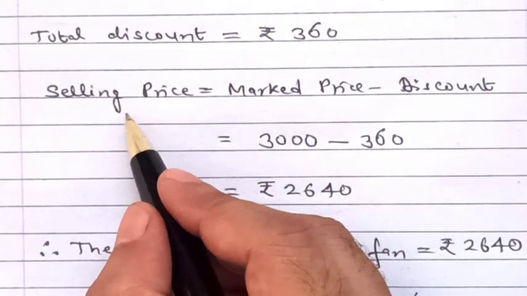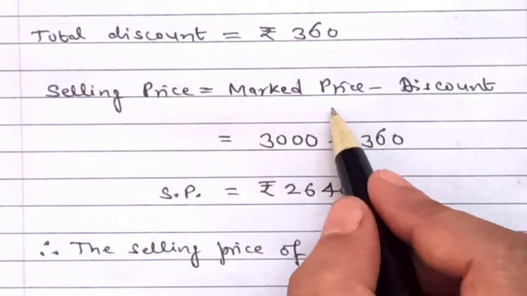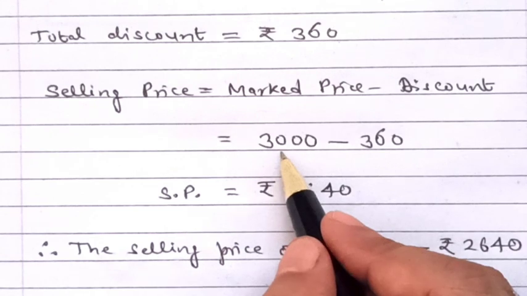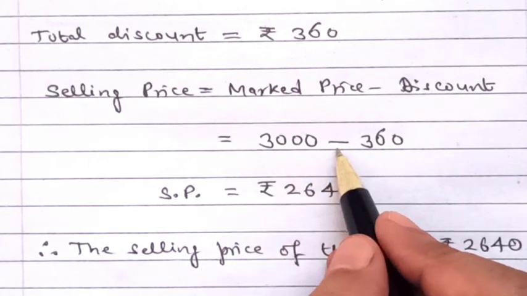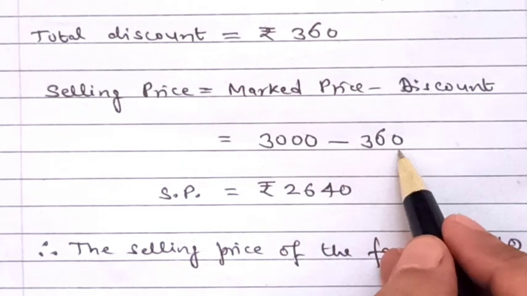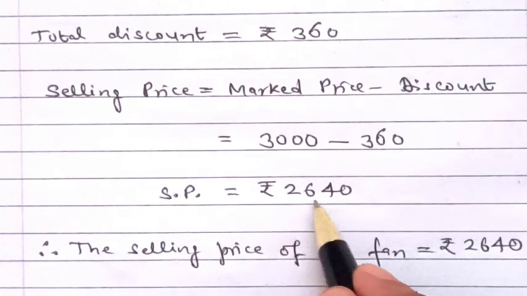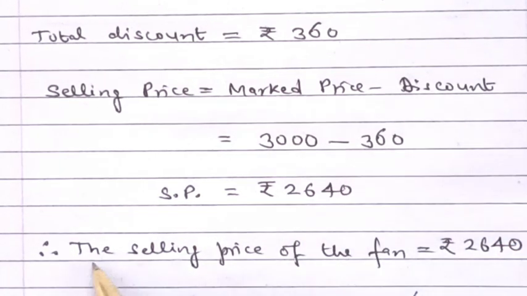Now you want selling price. So selling price is equal to mark price minus discount. Write mark price 3,000 minus discount is 360 rupees. That will give you selling price rupees 2,640. Therefore the selling price of the fan is equal to rupees 2,640, which is your answer.